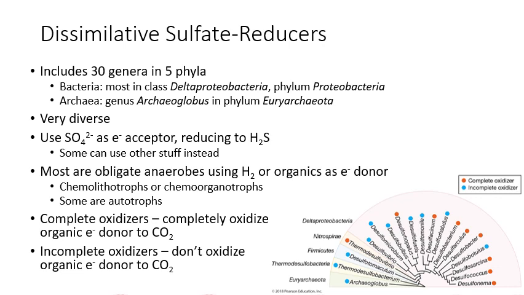You have 2 different groups of the sulfate reducers. Some of them are complete oxidizers, which would be completely oxidizing their organic electron donor to carbon dioxide. Some of them are incomplete oxidizers, which would not completely oxidize their organic electron donor to carbon dioxide. And of course, the ones that are using molecular hydrogen as an electron donor wouldn't fit into either of those groups.